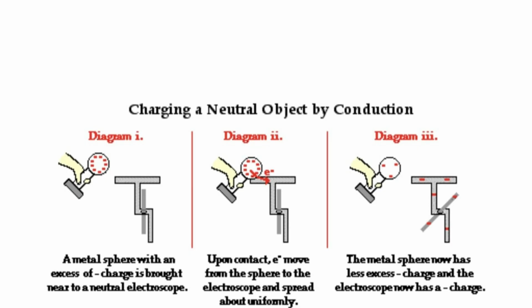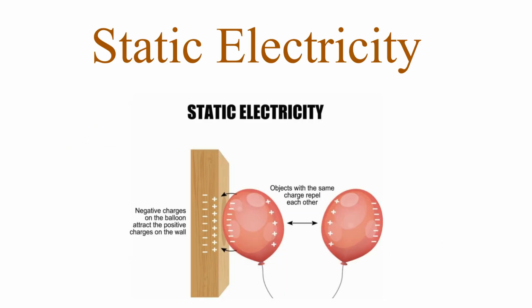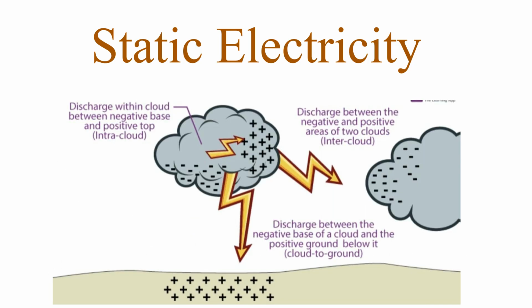Now let's look at static electricity. When electric charges collect on the surface of an object and do not move, it is called static electricity. Lightning is the most powerful example of static electricity in nature.